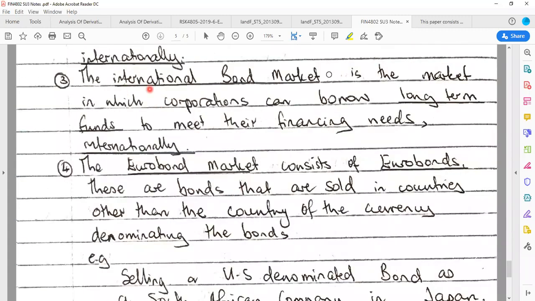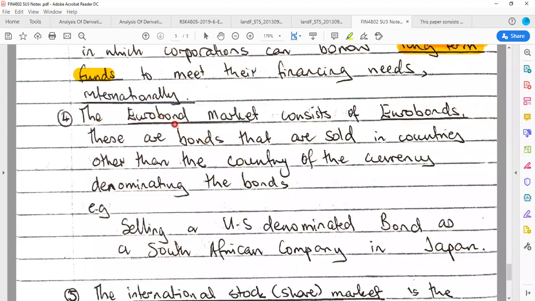Then we also have the international bond market. This is the market in which corporations can borrow long-term funds. This would mean you're borrowing money for more than 5 years, maybe 5 to 10 to 15 years. And maybe the money is in a foreign currency. So we call that the international bond market.